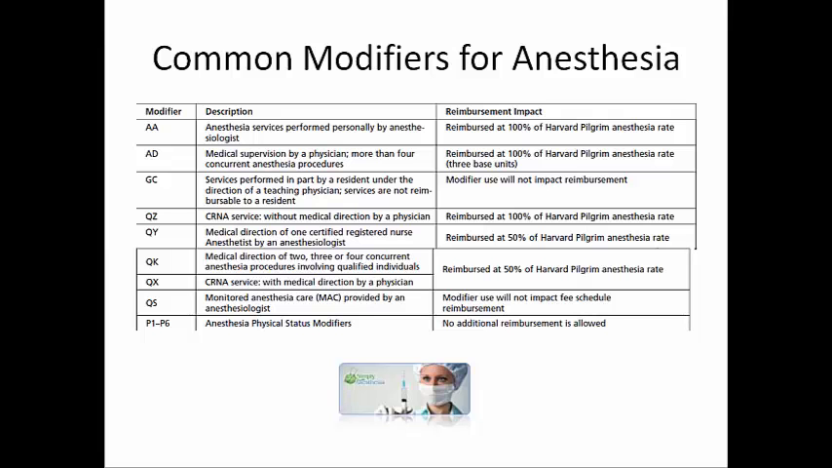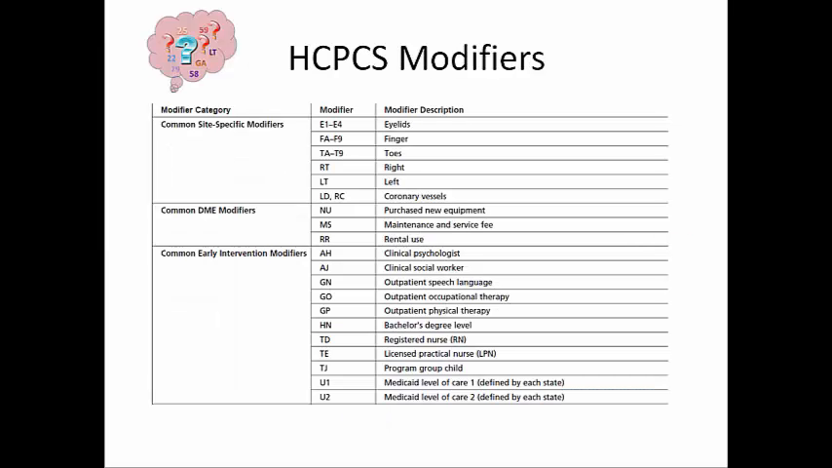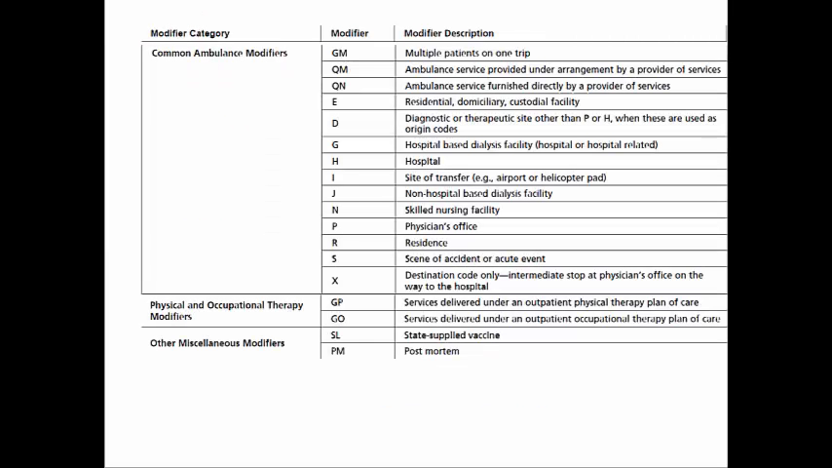So common modifiers for anesthesia. Here's some of those common modifiers that you'll see for anesthesia. So here's those level 2 modifiers that all are with alpha. I believe you do have more detail of those in your textbook as well. And we'll kind of see how all these modifiers are put together as we get to coding CPT in each of these sections. And then here's just some more level 2 modifiers that are commonly used.